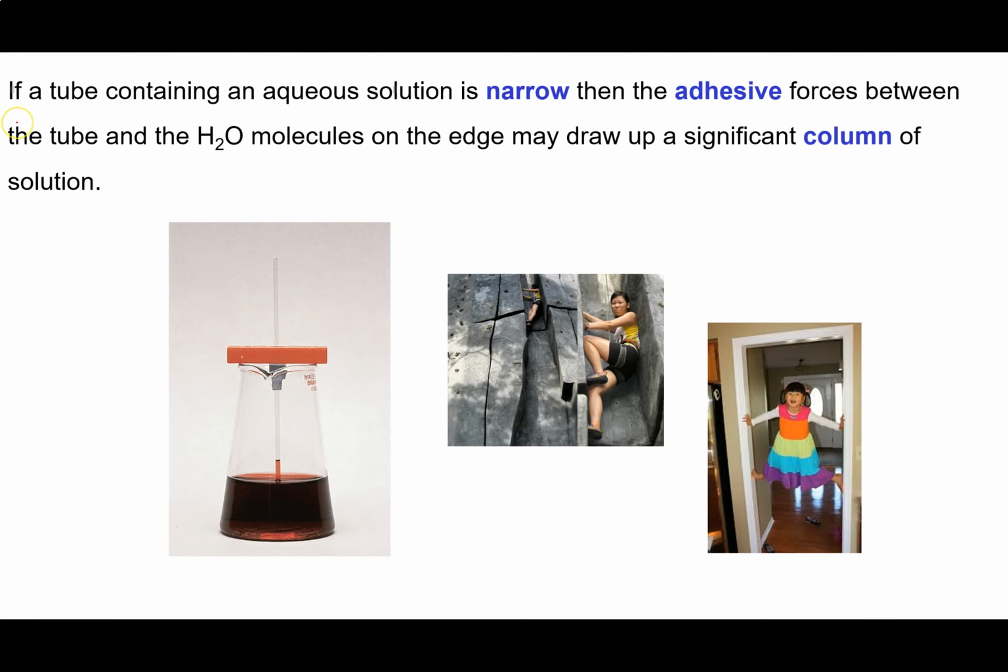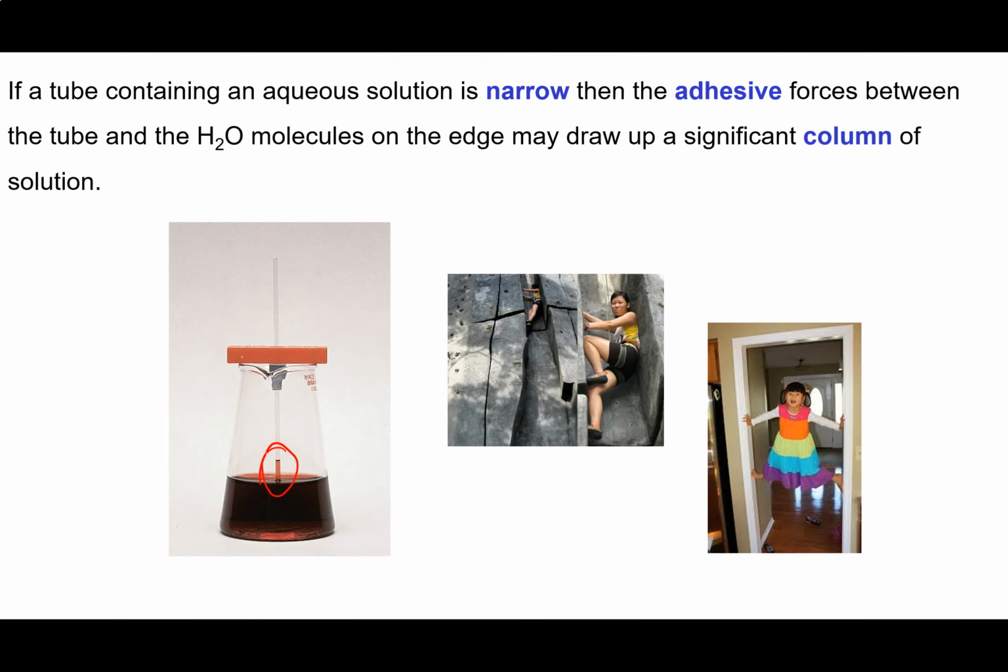Now, there's an interesting phenomenon called capillary rise, and it has the same origins as what we were talking about with forming a meniscus. If you have a narrow tube that is placed into an aqueous solution, what you'll find is that the liquid will rise up that tube. And why is that happening? Well, it's a result of the adhesive forces between the tube and the water molecules. And if this tube is narrow enough, then they can pull a significant amount of liquid up the tube.